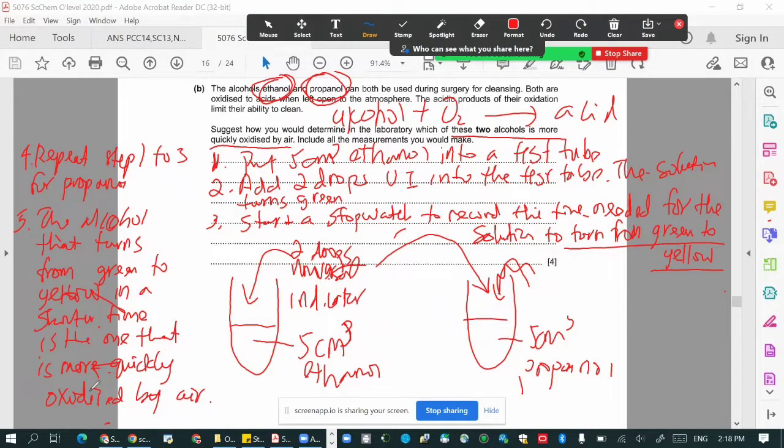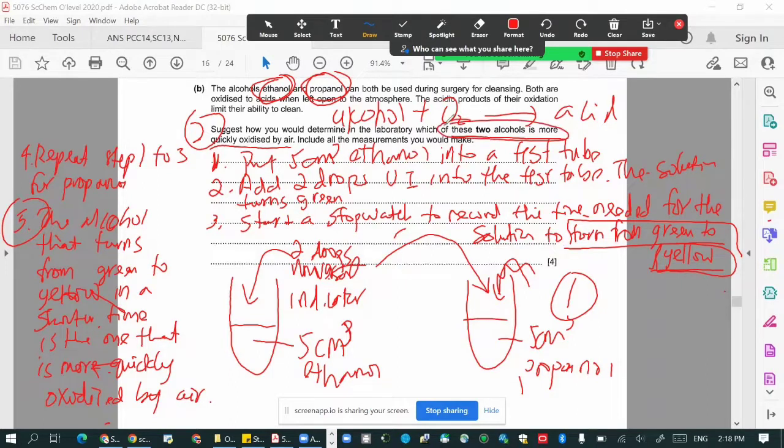Again, the steps. The first step is the diagram. The second step would be to write down all the steps: how do you go about doing the experiment? And then in those steps, you need to write down the observation, what would happen, what you see, and finally the conclusion.